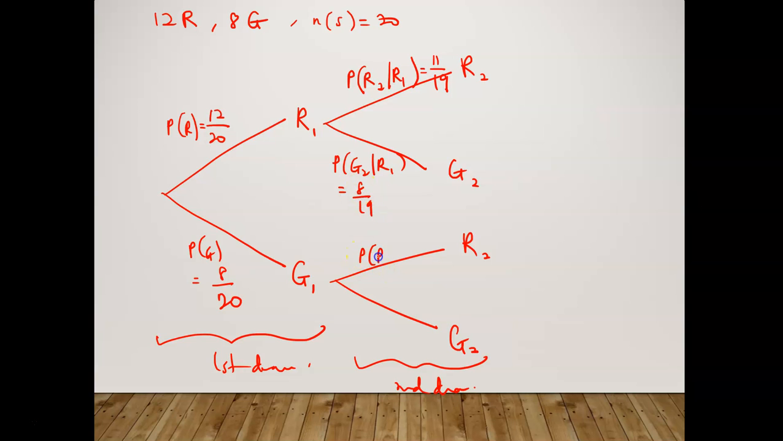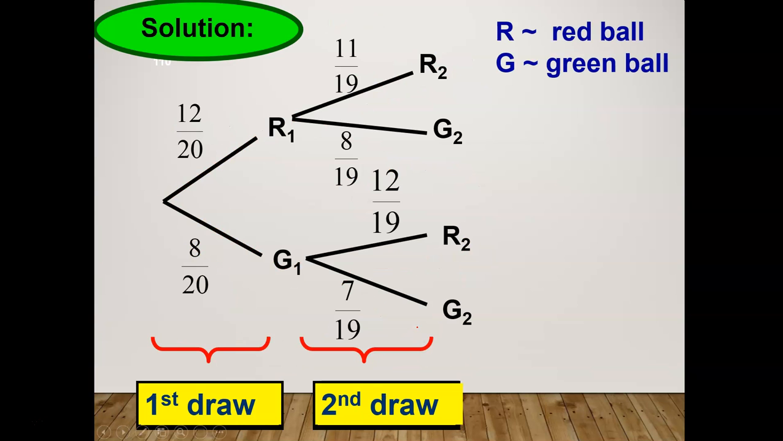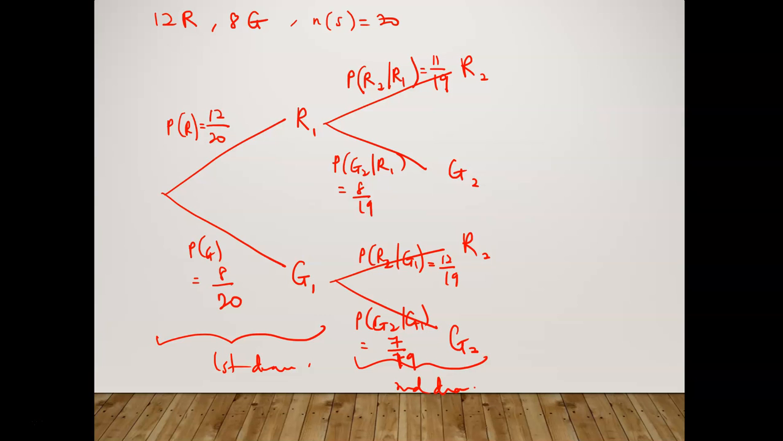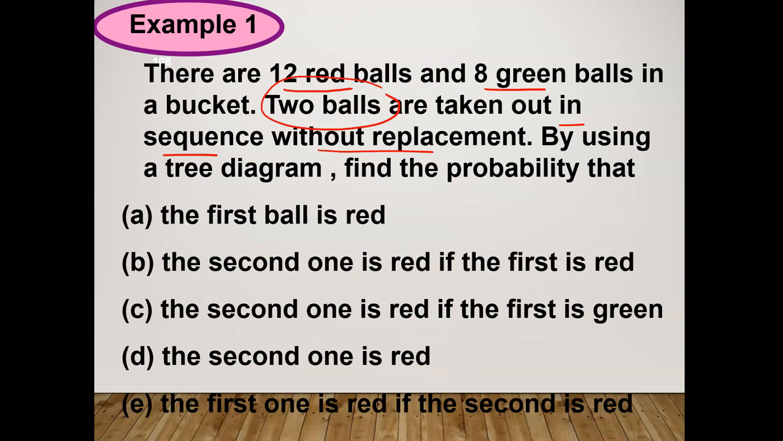This one, P(R2 given G1) equals 12 over 19. And this one, P(G2 given G1) equals 7 over 19. Alright, very easy. So the question is, find the probability that the first ball is red.